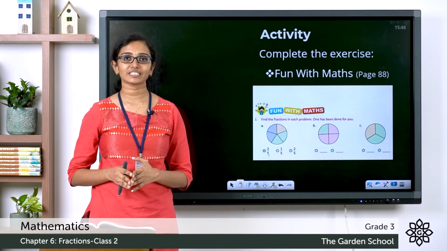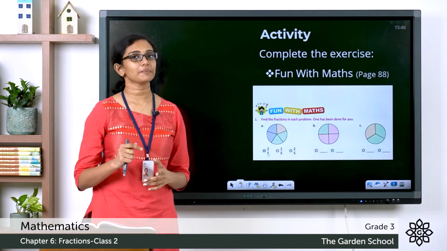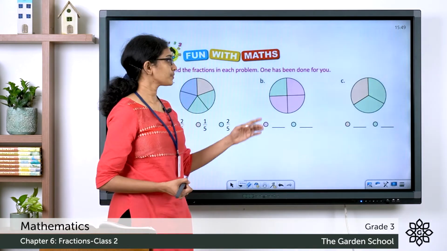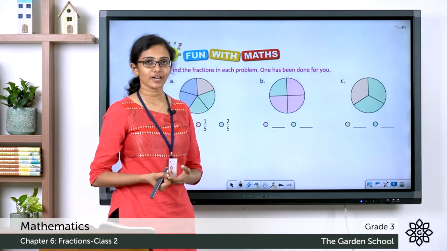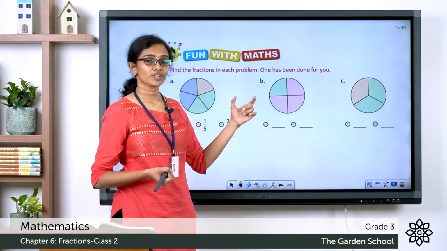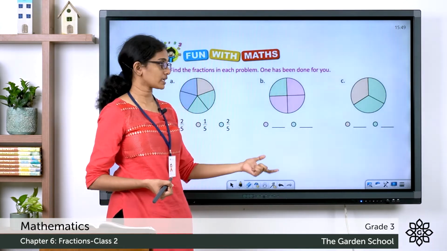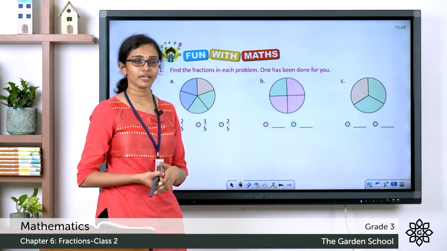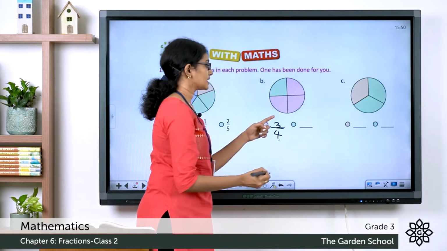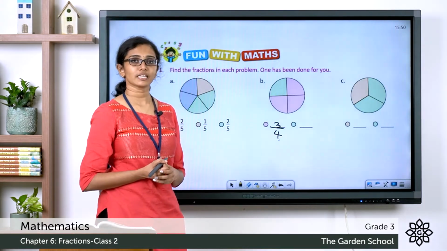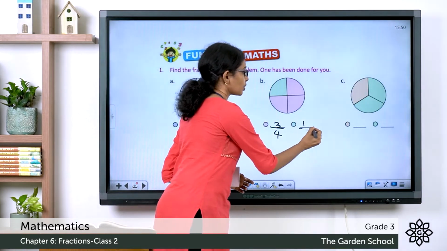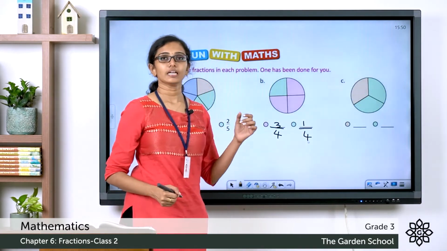Hope you are done with that question. Now let's discuss these questions one by one. The first one is already done there. Question B. Here, one circle is being divided into 4 equal parts. First question, it is asked what is the fraction of parts colored in pink. 3 parts are colored in pink. So let's write 3/4, which means 3 out of the total 4 parts are colored in pink. Now, what about green? 1 part out of 4 parts is colored in green.